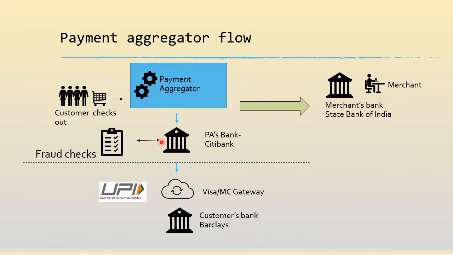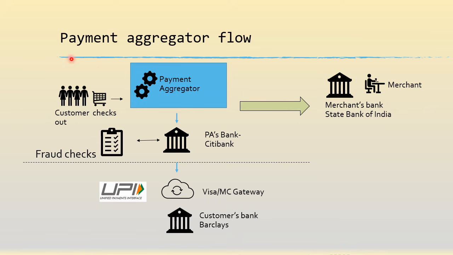At a later stage, either at end of day or at specific intervals, the payment aggregator sends the funds to the merchant's account. Now in this case, let's assume that the merchant's account is with SBI, the State Bank of India. It can do an instant settlement as and when the transaction happens, but obviously that requires higher fees. Higher fees are charged by the payment aggregator.